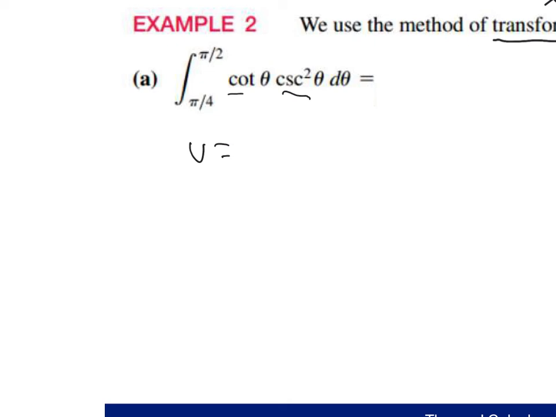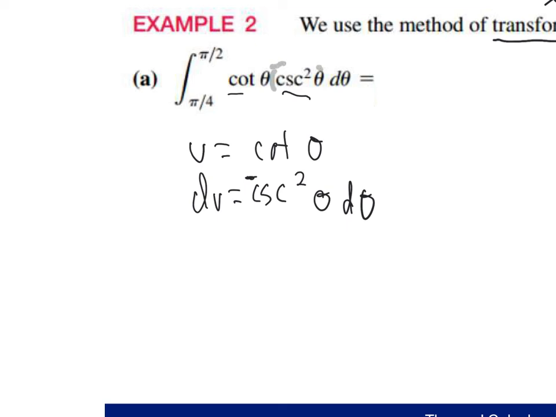If u is cotangent of theta, what is the derivative of cotangent? Actually, it's not cosecant squared. It's negative cosecant squared theta d theta. So I think I'm just missing my minus. So I put my minus here. Oh, wrong color, wrong pen. Put my minus out front, put my minus out here to balance it out, because a negative times a negative is a positive, it cancels out.